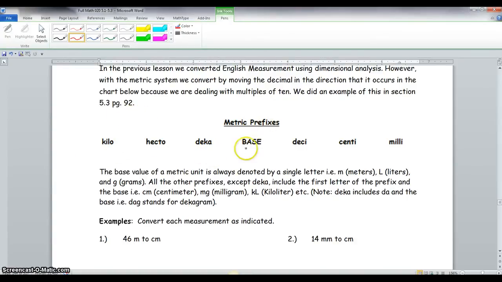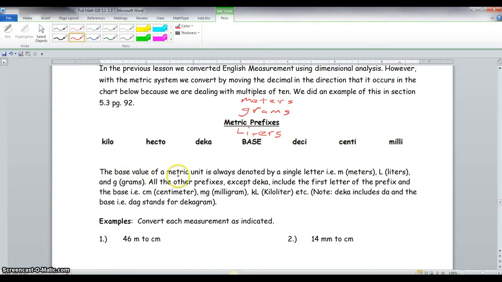Okay, the metric prefixes. We have our base. Now, we've dealt with the bases before, like one of our bases is meters. Another base is grams. And then we have another base, which is liters. These are our bases, and then we will have centimeters, centigrams, milliliters, and everything like that. But our base is these values here.